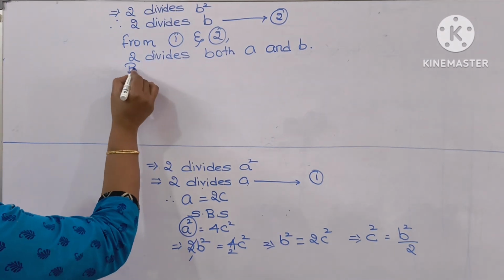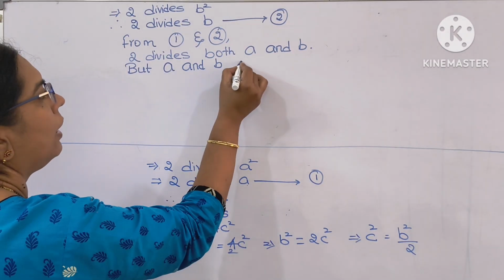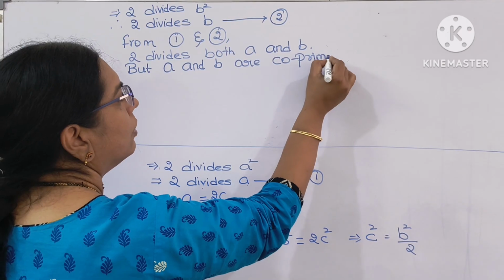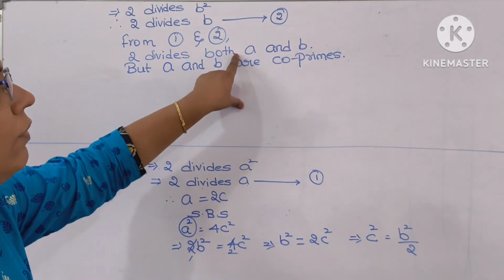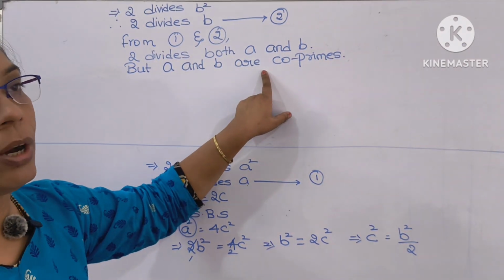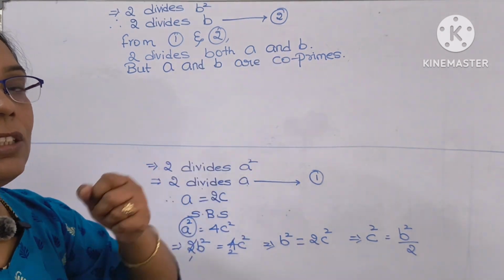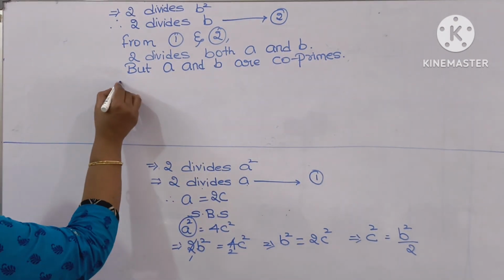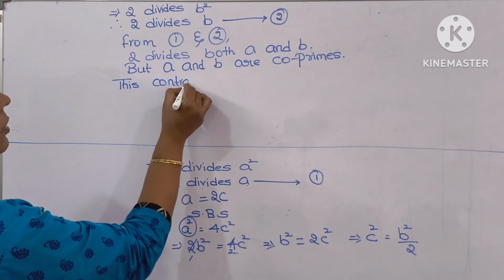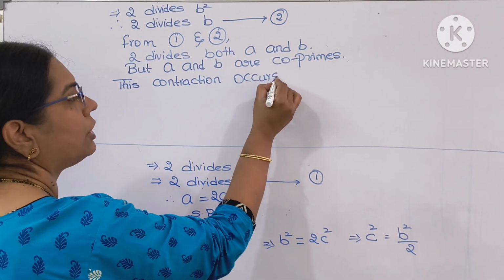But a and b are co-primes. On one hand, we are saying there is a common factor 2 for a and b, and we know that they do not have a common factor because that's how we assumed them to be co-primes. Now, what is happening? There is a contradiction that is occurring. Why is that contradiction occurring?